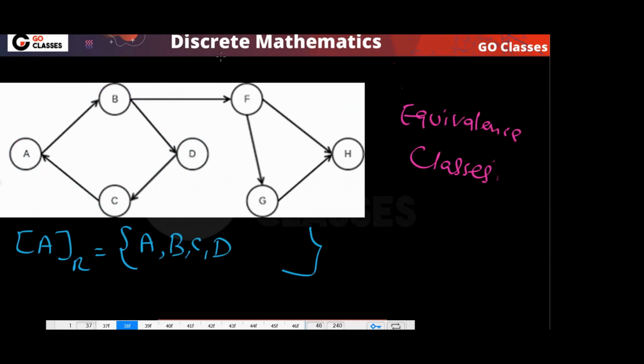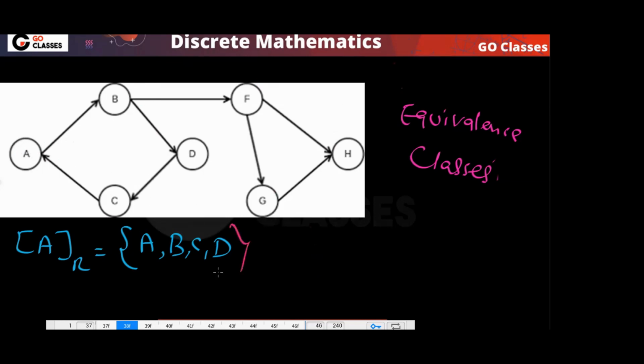What about A, F? Tell me. A, F are not strongly connected. A, G are not strongly connected. A, H are not strongly connected. There is a path from A to H, but there is no path from H to A, so they are not strongly connected. So this is the equivalence class of A.